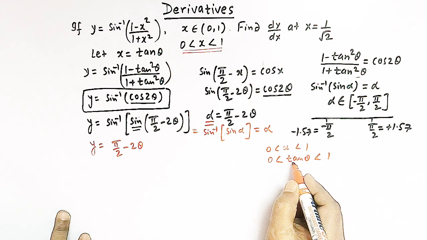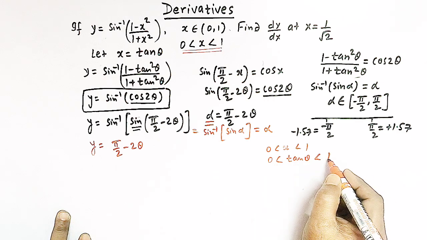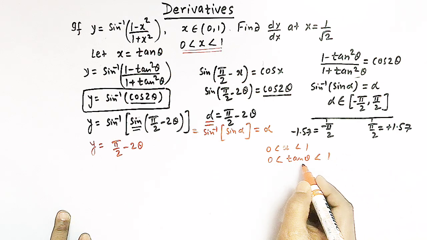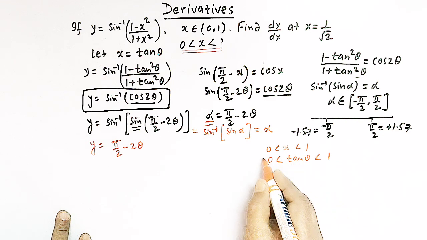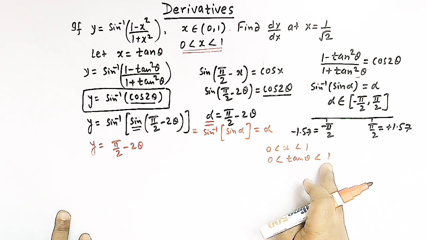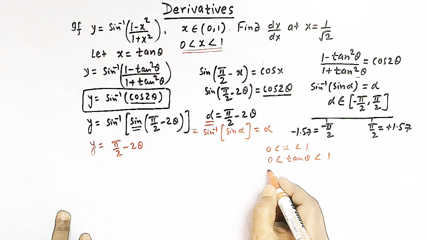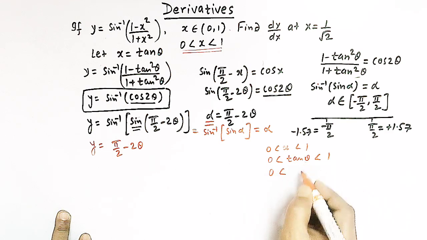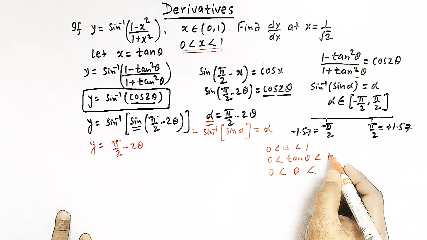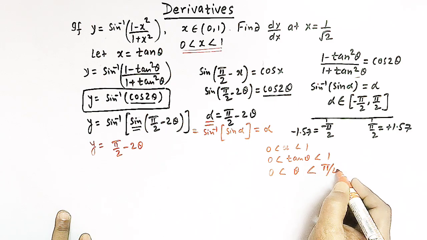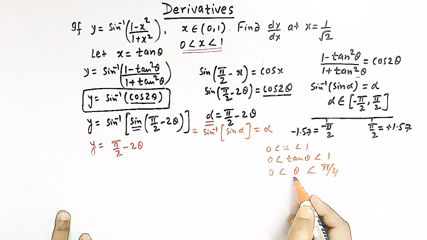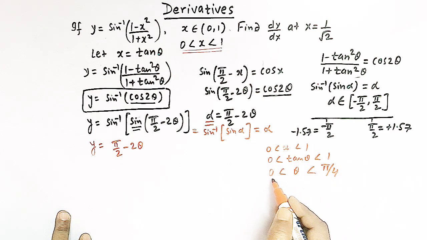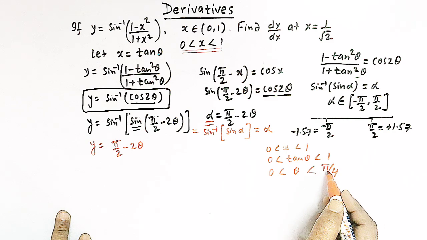So now when tan theta is greater than 0 but less than 1, then theta belongs to the interval 0 to pi by 4. So taking the tan inverse of these three quantities, here we have 0, and then here we have simply theta, and tan inverse of 1 is pi by 4. So when tangent theta lies between 0 and 1, then theta lies between 0 and pi by 4.